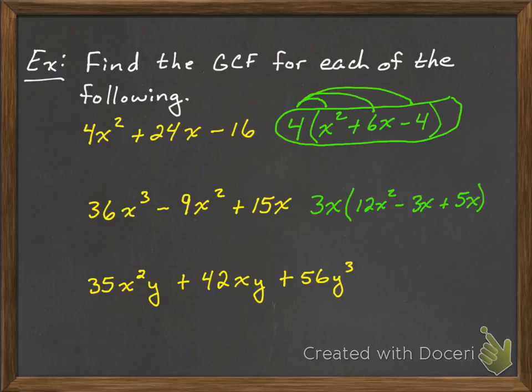And then the last one here, GCF, we have a 7 that goes into all of these. We also have a y that is in all of the terms. So we factor out a 7y, leaving you with 5x squared plus 6x plus 8y squared. And once again, if you distribute, you'll get what you started with.